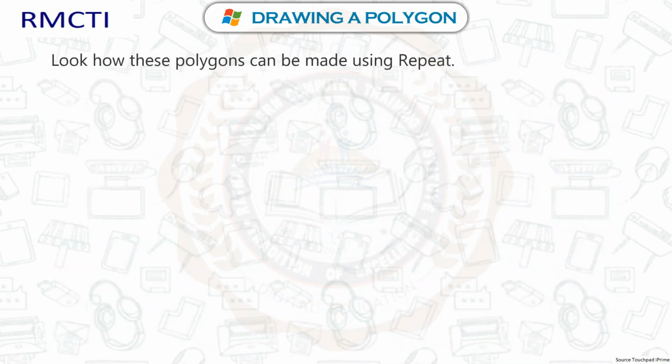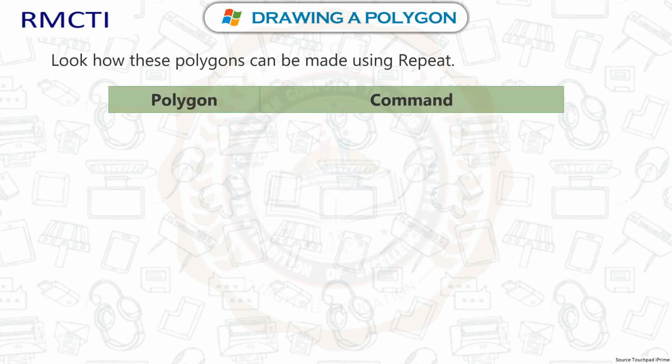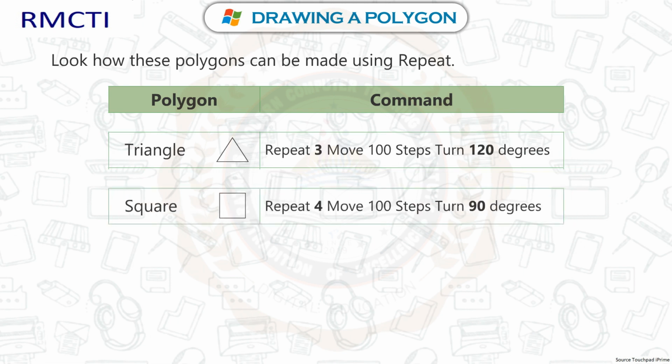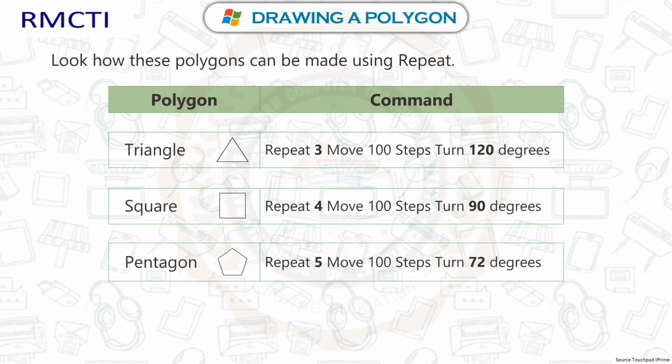Look how these polygons can be made using repeat. Polygon, command. Triangle: repeat 3, move 100 steps, turn 120 degrees. Square: repeat 4, move 100 steps, turn 90 degrees. Pentagon.